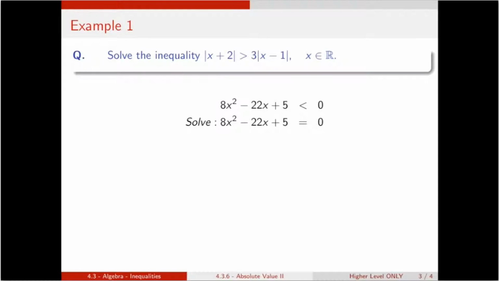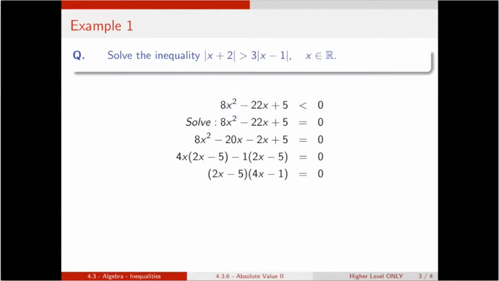So now we want to solve the equation 8x squared minus 22x plus 5 equals 0. I'll choose factors minus 20 and minus 2, and that factors to give me 2x minus 5 and 4x minus 1 equals 0. So then either 2x minus 5 equals 0, x is 5 over 2, that's our first root, and the second root, 4x minus 1 equals 0, so x is 1 over 4.